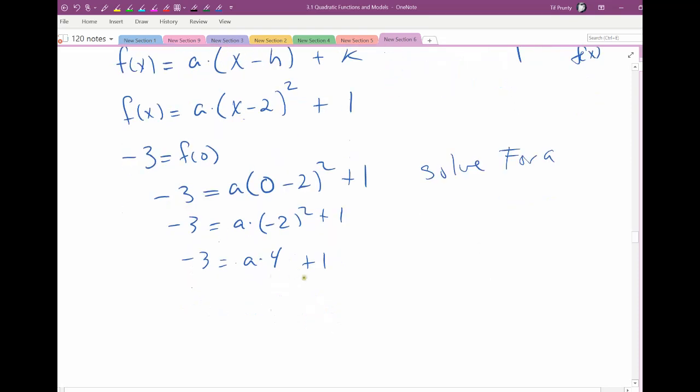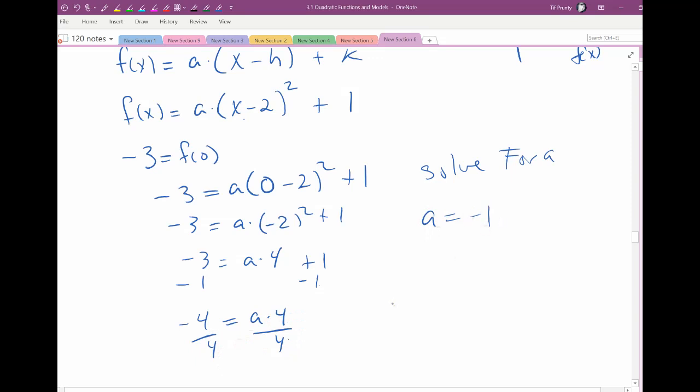Alright, now I solve for a. Move the 1 to the other side, so I get negative 4 equals a times 4. Divide by my 4, and so a comes out negative 1. Again, it should have been negative.